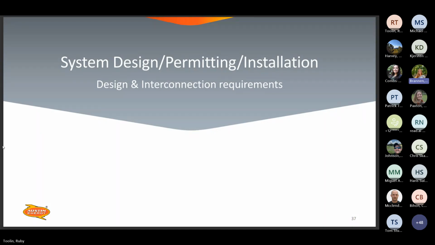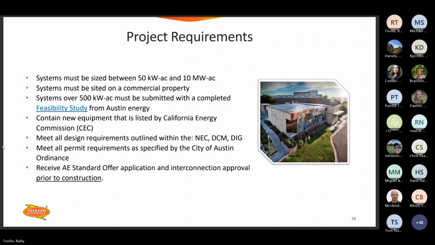Appreciate it. All right, so we're going to talk about the high-level requirements for design, permitting, and installation for these systems. Next slide, please. All right, so first we're going to look at the project requirements. First of all, these systems must be sized between 50 kilowatts AC and 10 megawatts AC. Keep in mind, of course, there are additional requirements with ERCOT over 1 megawatt AC, which we can help you get started with if you're not familiar. So just keep that in mind, and of course, reach out to us with any questions on that.